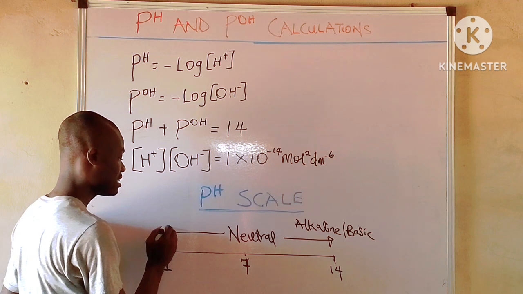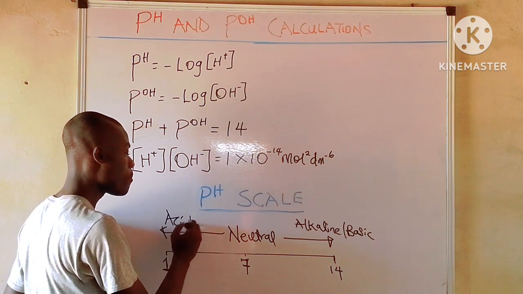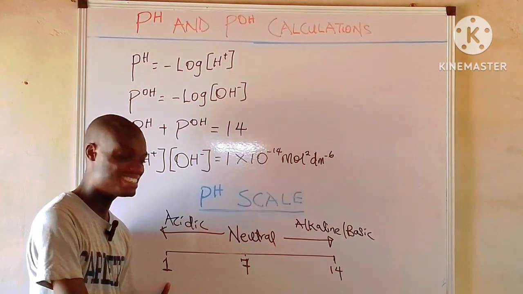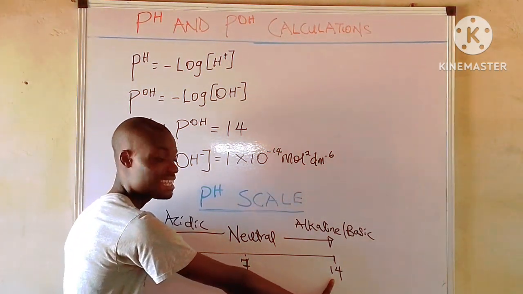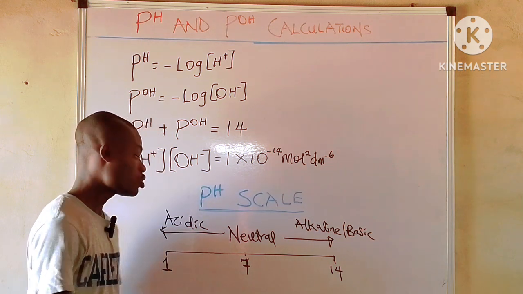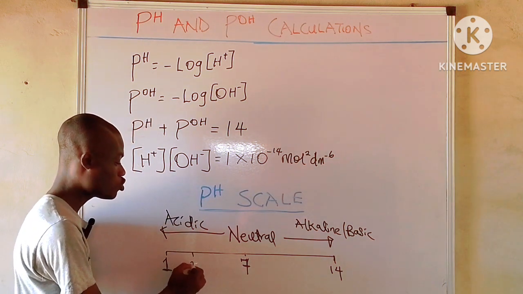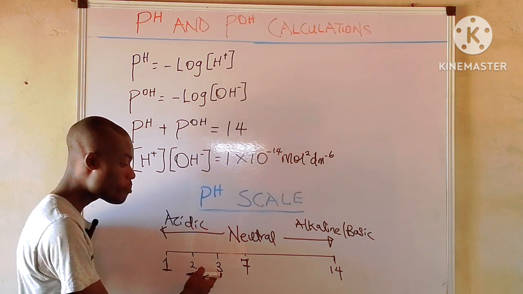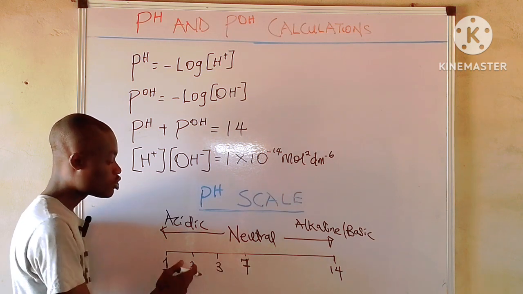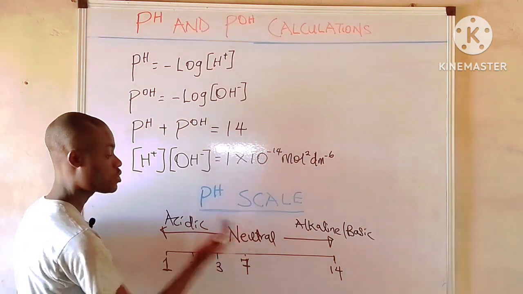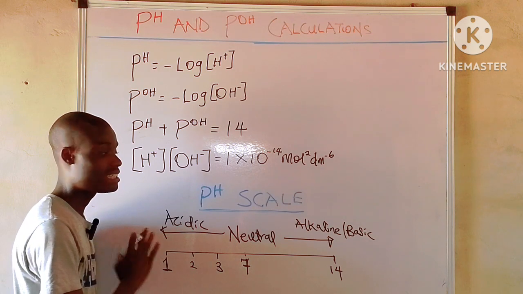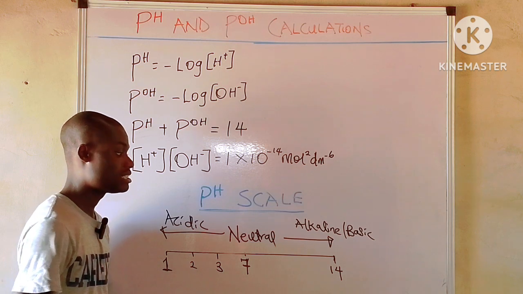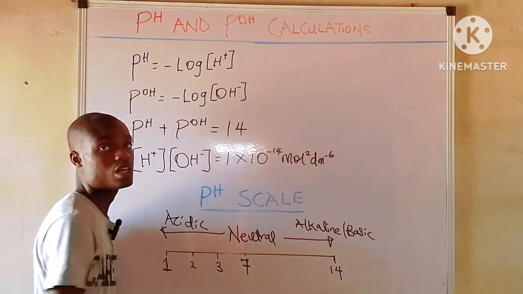And moving towards this side, the substance tends to become more acidic. Hence, we can say that 1 is the most acidic and 14 is the most alkaline or the most basic. So if we have values between 2 and 3, we can say that 3 is more alkaline, but 2 is more acidic, because moving towards this side, the substance tends to become more acidic, and moving towards this side, the substance tends to become more alkaline or basic. And at 7, we have a neutral substance.